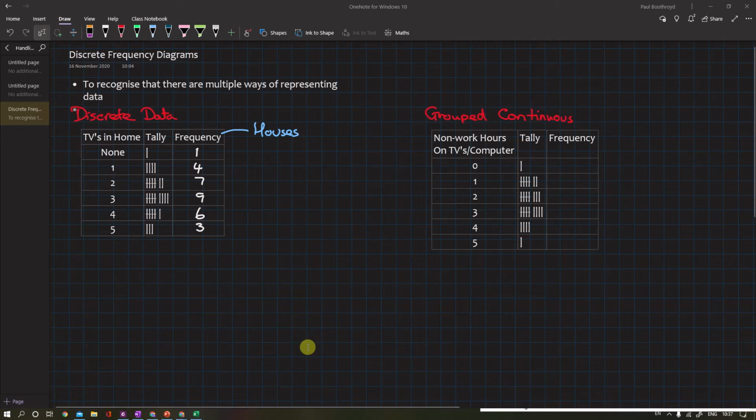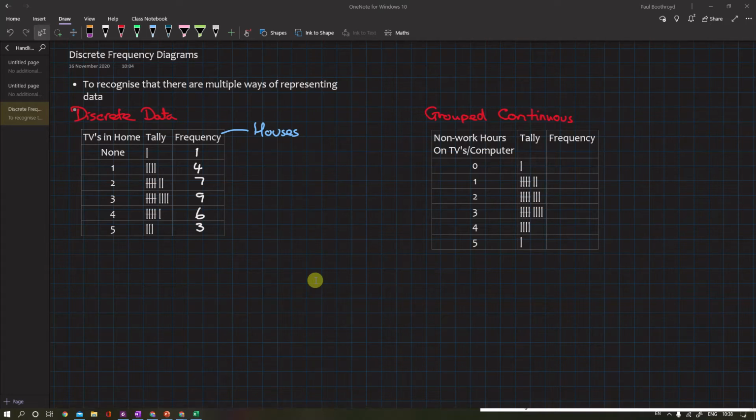Okay, we're just going to go through how we can represent data as graphs. There's four we're going to do for discrete data. We'll do a little bit more with grouped data in a day or so's time. Discrete data are things like where you count.